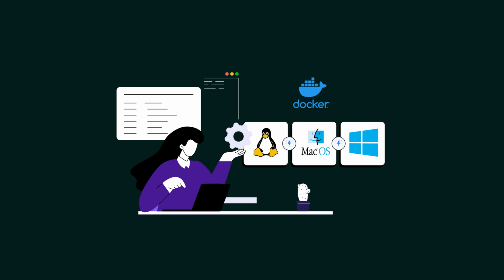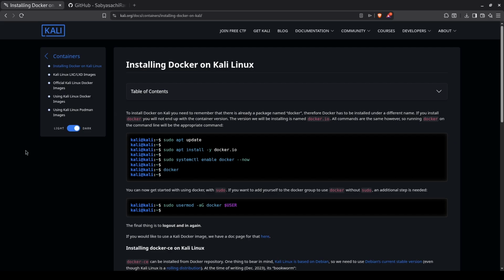For me, I'm on Kali Linux, and the Kali Linux website offers nice documentation on how to install Docker. I don't have Docker installed, so I'm going to use this documentation to be able to run Docker on our machine. First of all, I'm going to need to update my system. You can see here we have sudo apt update. Then we are going to install Docker, then enable the Docker service, and then you can confirm if Docker is running using this command.